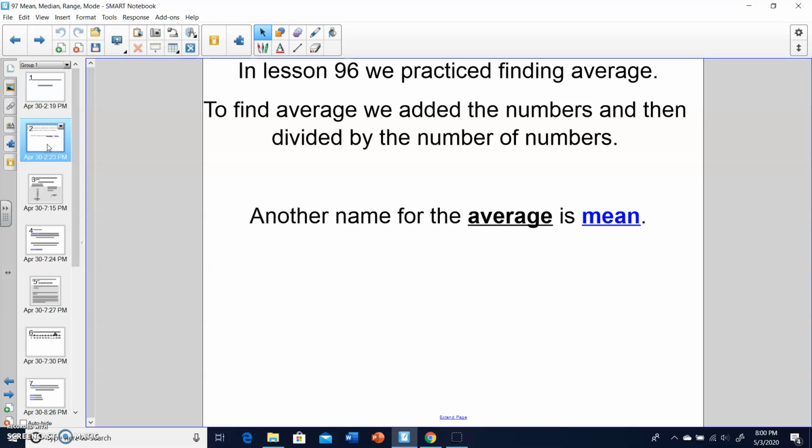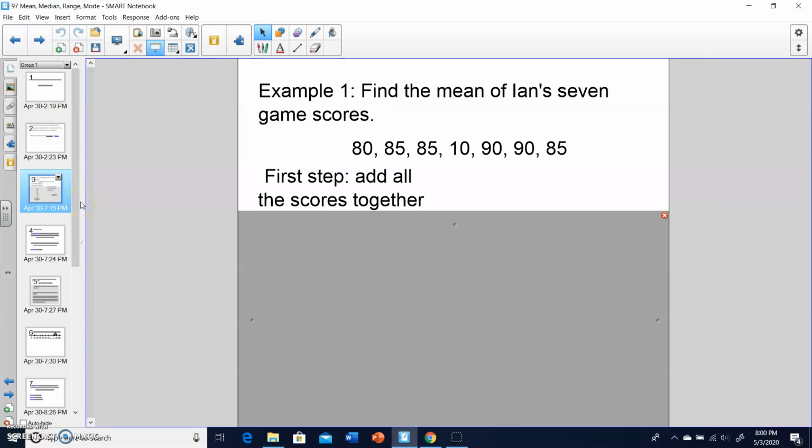Okay, so in lesson 96 we practiced finding average, which meant we would add all the numbers up and then divide by how many numbers we had just added. And another name for average is mean. So today we're going to be calling it the mean, but it means the same thing as average meant. So adding up all the numbers together and then dividing by how many numbers we added. So in example 1, it said find the mean of Ian's 7 game scores.